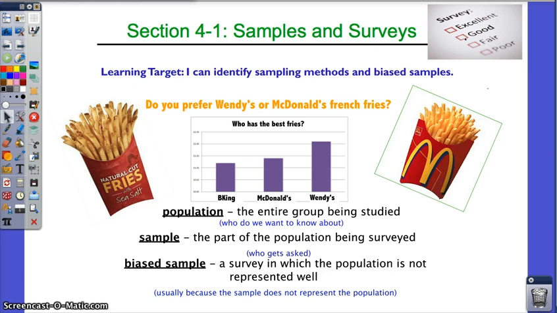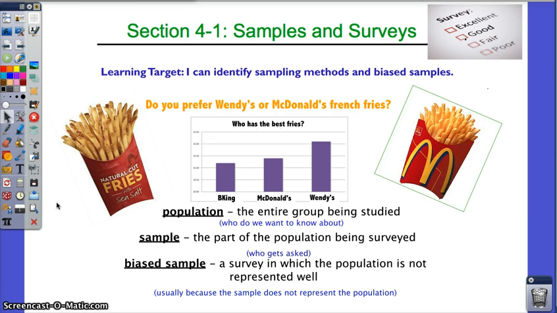So you need to remember that anytime you look at something, I want you to think about how the sample was taken and if it could be biased. And I have an example for you to think about. So do you prefer Wendy's or McDonald's French fries? Let's say you wanted to do a survey on who has the best fries. Or maybe you saw this bar graph in a magazine or on a billboard on who has better fries. From that bar graph, when you first look, you may think, okay, Wendy's has the best fries. That's what the population is saying, that's the results.